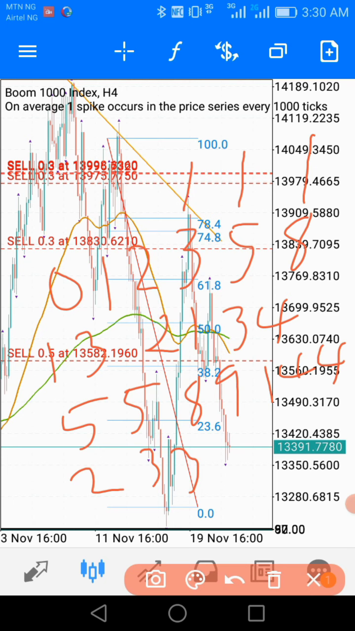Okay, each number is the sum of the two preceding numbers. Now 3, I said 1 plus 2 will give you 3, 2 plus 3 will give you 5, 5 plus 3 will give you 8, 5 plus 8 is going to give you 13. Okay, 8 plus 13 will give you what? 21. Then 21 plus 13 is going to give you what?